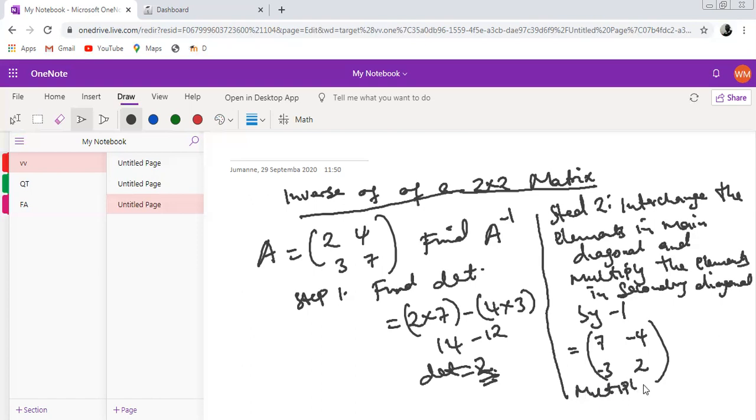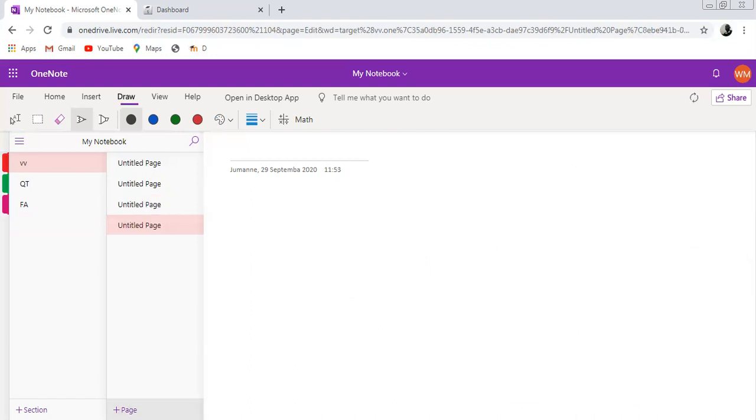Multiply by 1 over the determinant, which is actually the reciprocal. If you do that, you are going to find that this is 1 over 2, which is our determinant here, times what you have there. Let us do a very quick one on the same.